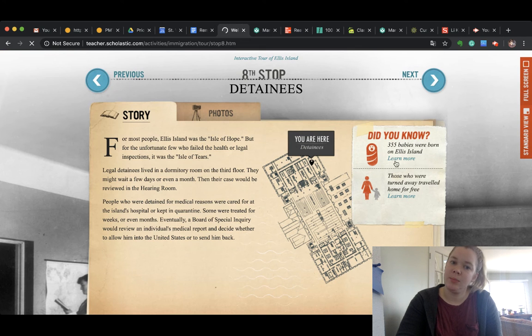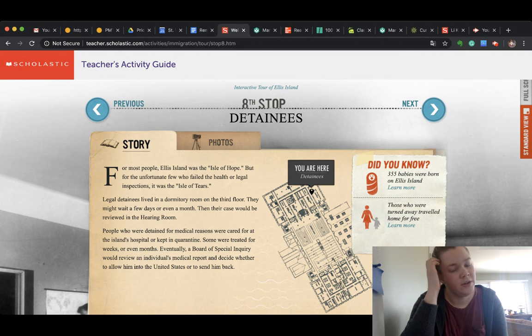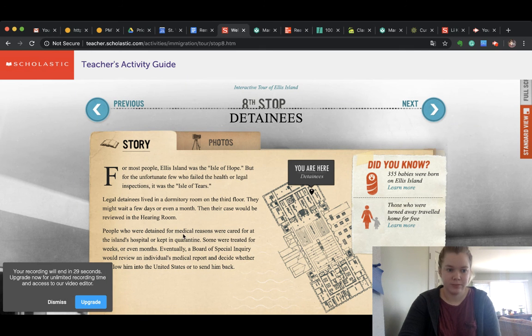The next stop is detainees. A detainee is somebody who was held there, okay? So although it was called Isle of Hope, it was also the Isle of Tears, where your dreams could be taken away after the health or legal inspection. And as we said before, 120,000 people were sent back. Okay, those who were turned away did travel home for free. All right, so that would be the next one.